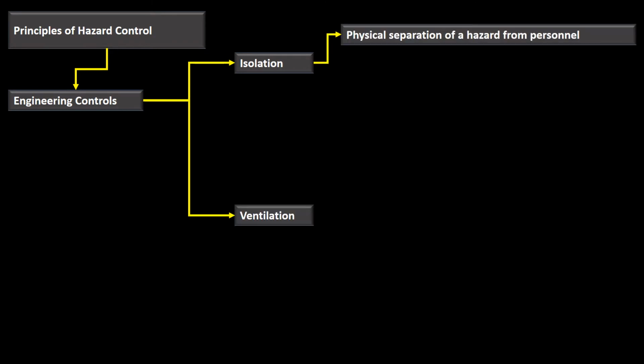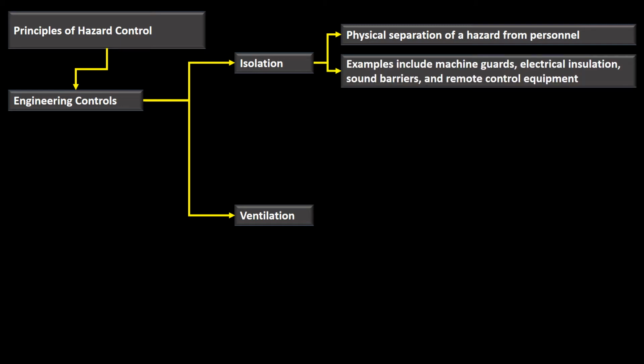So isolation is the physical separation of a hazard from the personnel working on that piece of equipment. So what we're talking about here is like machine guards on any kind of machinery, or electrical insulation, sound barriers so equipment's not as loud and doesn't produce any noise hazards, or using remote control equipment, using equipment where you don't have to have the person in that hazardous environment. Those are examples of engineering controls, and more specifically, isolation.